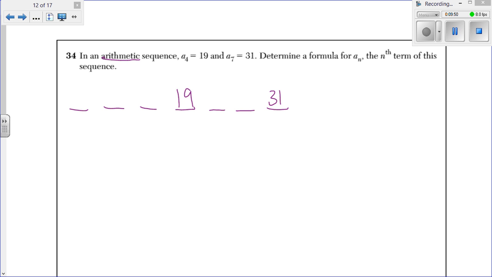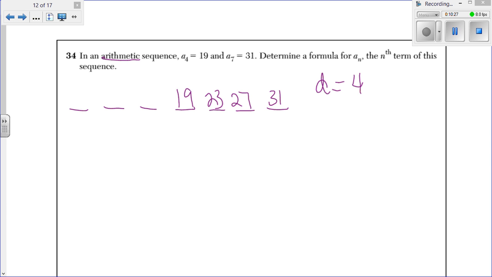Oh, divided by 3 here, not by 2. So I'm adding 4. So 19 plus 4 is 23. Plus 4 again will give me 27, plus 4 again gives me 31. So this is 23, 27. So my common difference is 4.